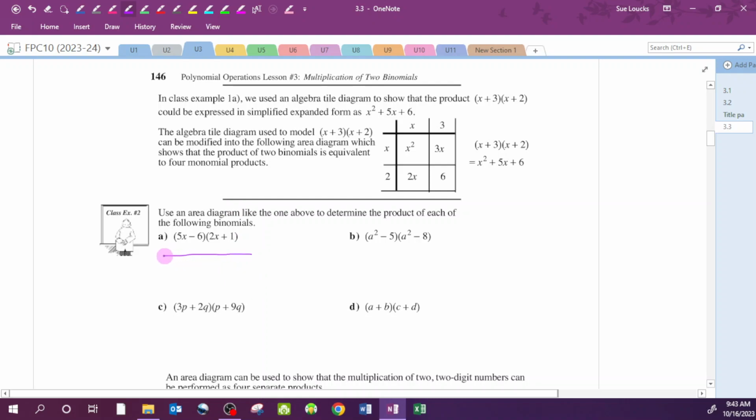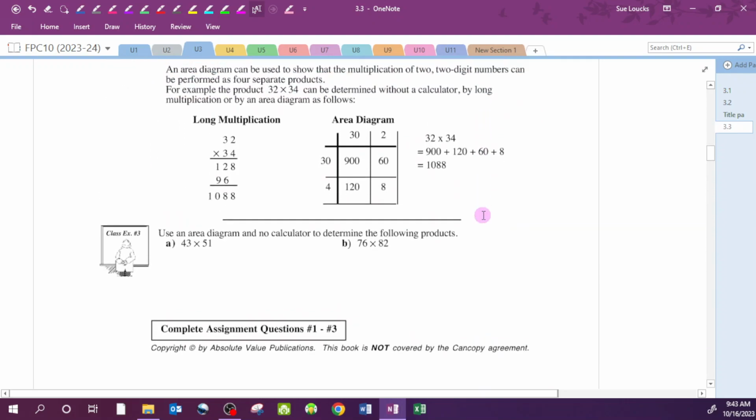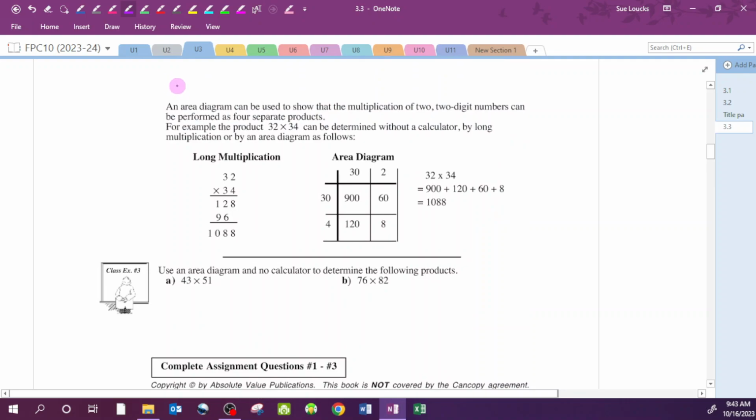Anyway, I'm going to draw a rectangle. Actually, we're going to do the bottom part of this page first because that makes more sense. Let's look at this one. If we did 32 times 34 with long multiplication, we get 1088. As an area diagram or rectangle model, we split 32 into 30 plus 2, and we split 34 into 30 and 4. Then we can just do these little pieces of multiplication, which is much easier.